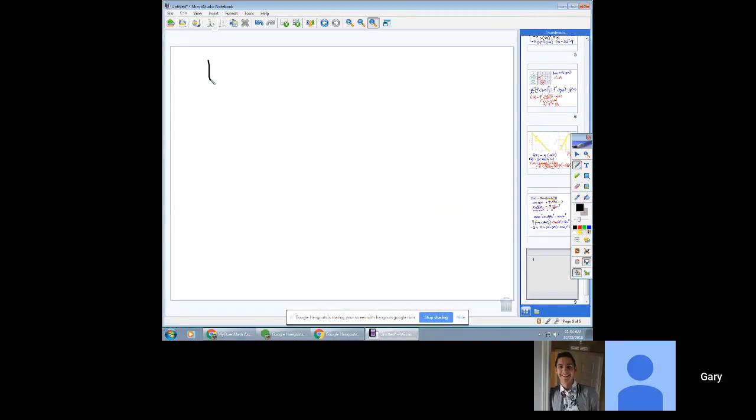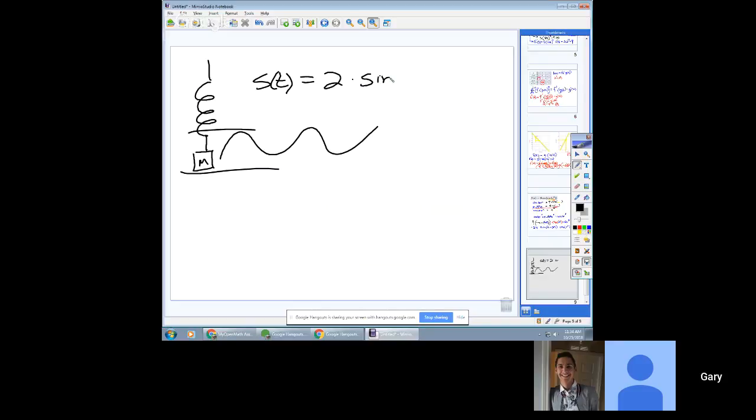So we've got this spring, and it's got this mass hanging on it, and someone pulls down on the mass and lets go, or pushes up, and it's going to wobble up and down. Okay. And the height that it wobbles through is given by this s of t, which is twice the sine of 2t.